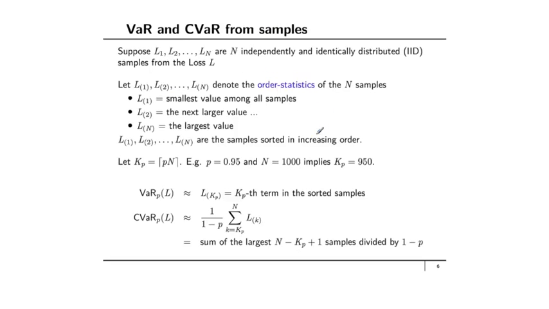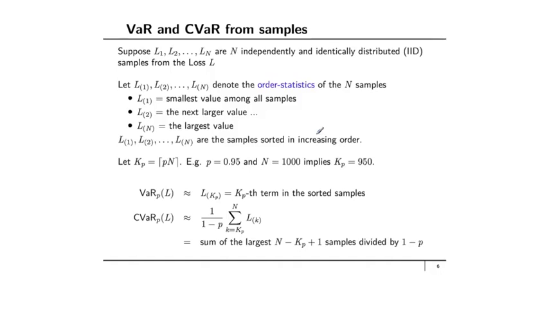One of the reasons value at risk and conditional value at risk have become very popular is that you don't have to make distributional assumptions. As long as you have access to samples of the underlying loss distribution, you can compute value at risk and conditional value at risk from these samples. So here's what you do. You take some N IID samples of the loss, and put them in increasing order.